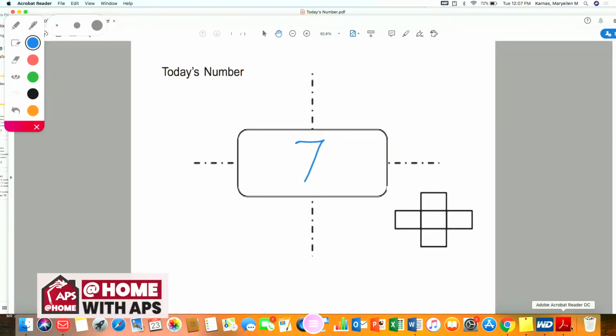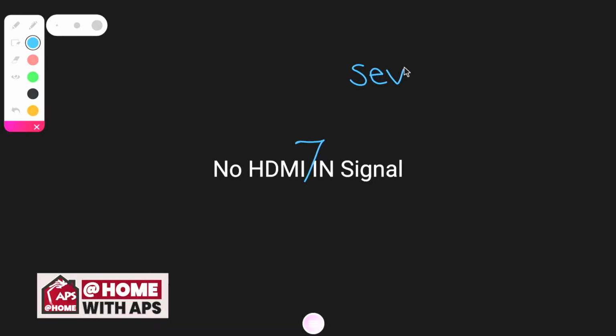How do we write the word 7? What sound do you hear first? I hear an S. Se. What makes that sound? E, right? Se. Va, va, va, va. V.